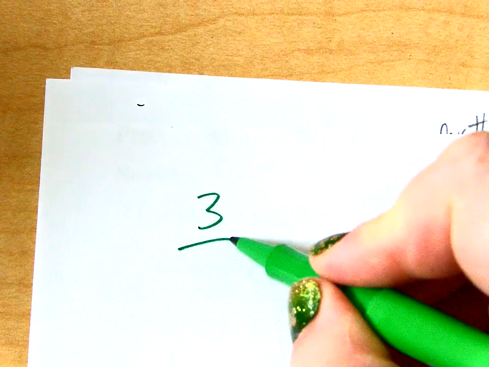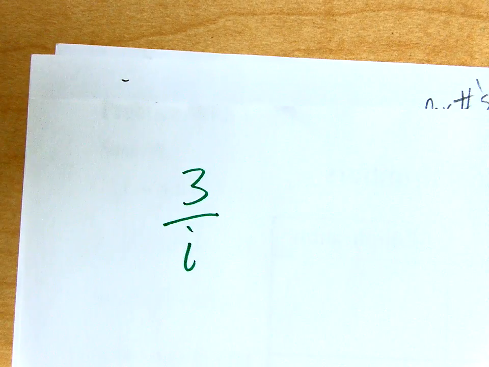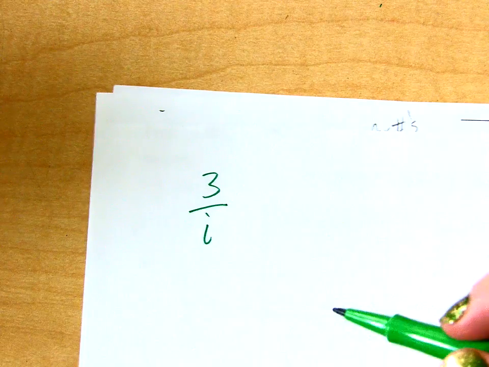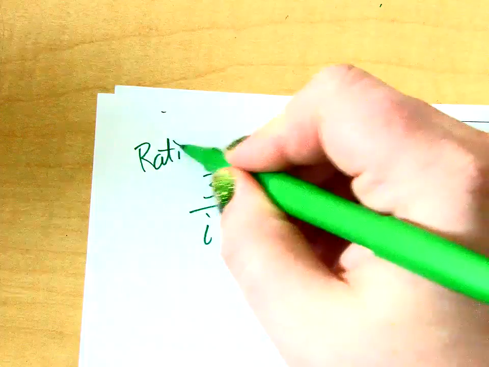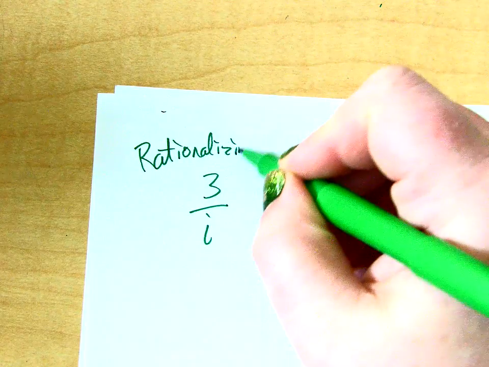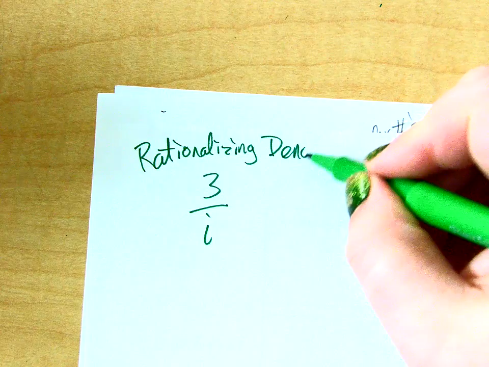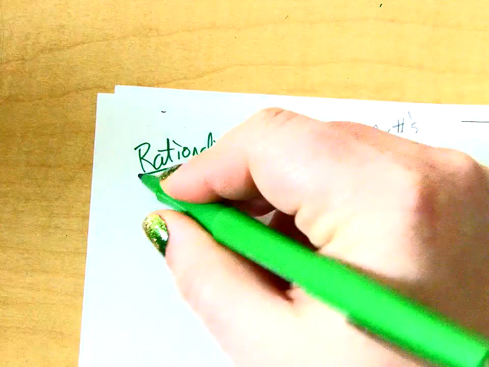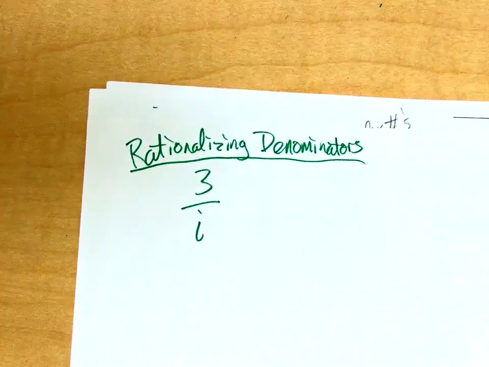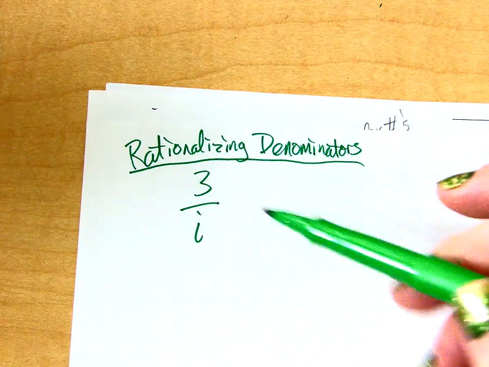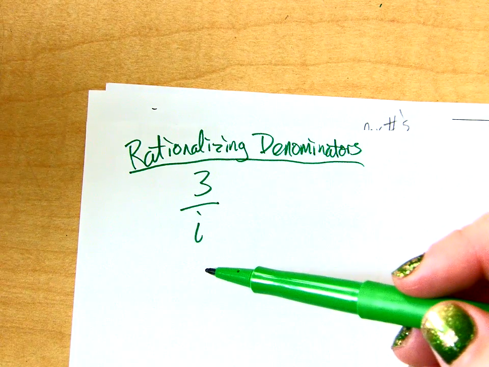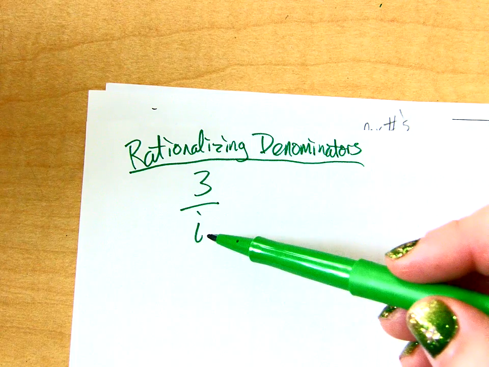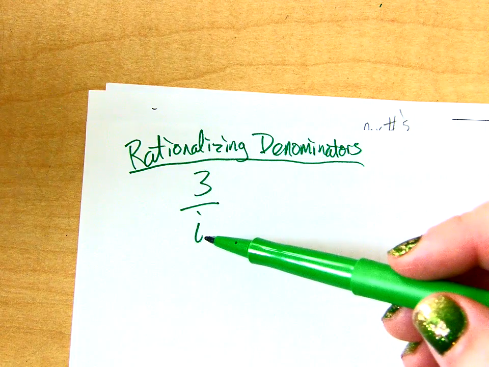We are talking about rationalizing denominators when we have an i in there. So let's just start off with an easy one like 3 over i. Rationalizing denominators. So, ladies and gentlemen, remember that I'm not allowed to have a square root in the denominator, which is what I have right here. i is the square root of -1, so I can't leave it there.